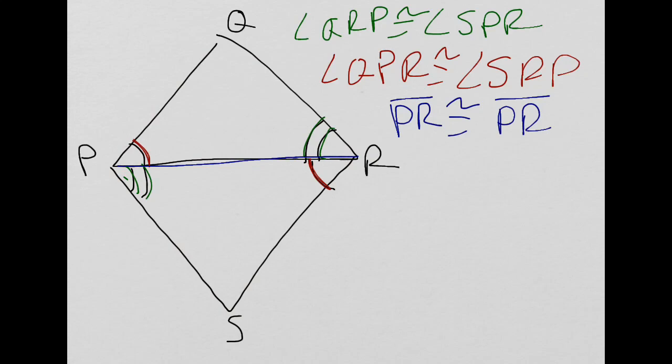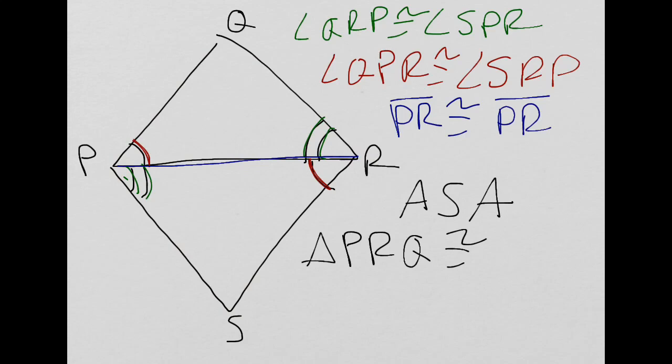So now I'm going to look at what information I got. Well, I noticed that I had two pairs of congruent angles, and their congruent side was included. It's between the two angles. So that means I had angle and then a side, and then an angle. So I can then say that triangle PRQ is congruent to triangle RPS by angle, side, angle.